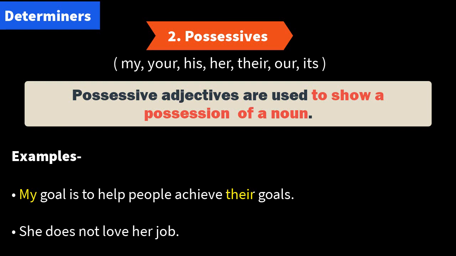Next example, she does not love her job. She does not love her job. Whose job? Her job. So her is a determiner here. You can replace this word with any of the possessives. You can say she does not love my job. She does not love his job, her job, their job, our job, right? Any possessive that you want to use, you can use. So that's how a possessive adjective works as a determiner.